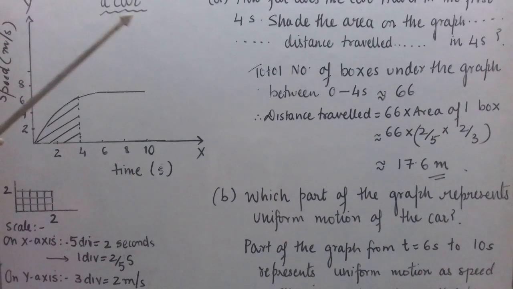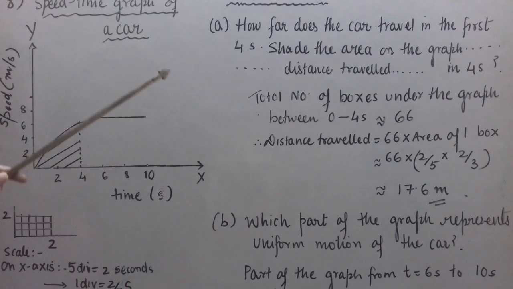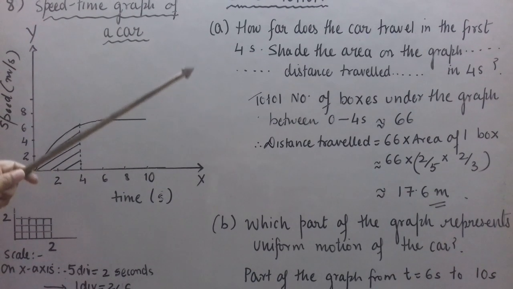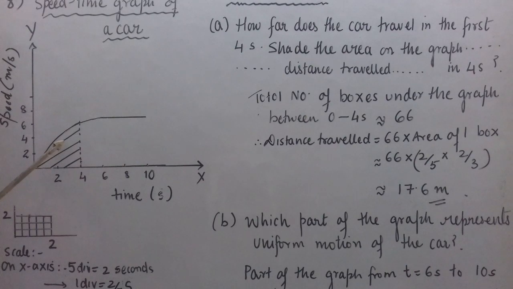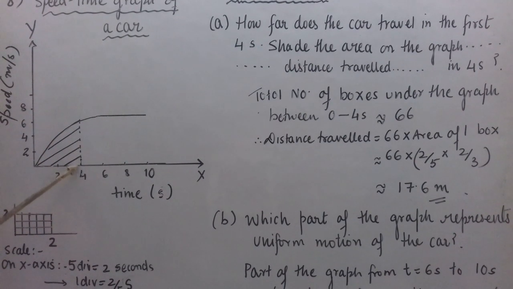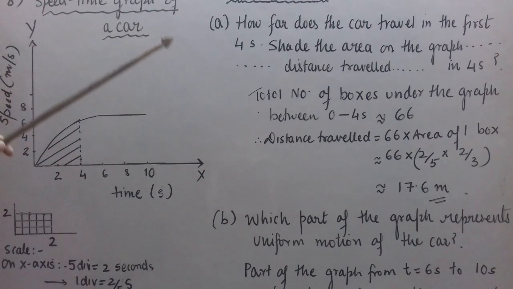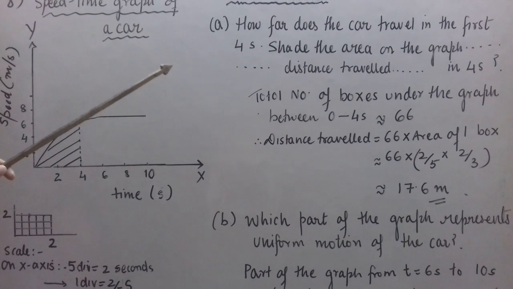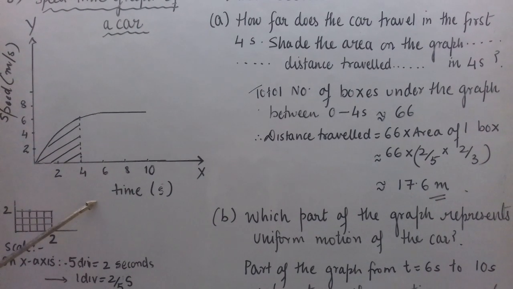So, let us come to the question. If you have understood the graph properly, how far does a car travel in the first 4 seconds? As I have told you, this shading and this dotted portion is not given in the question. In the question only this was given. How far does a car travel in the first 4 seconds?